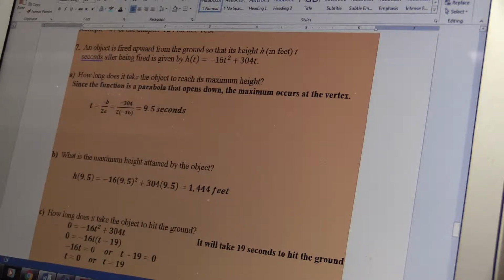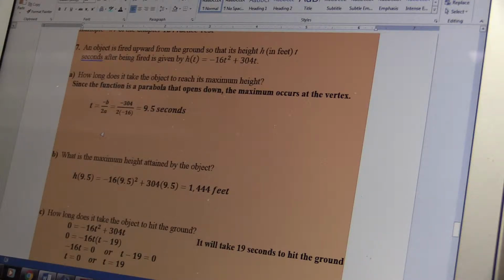So if they're asking how long does it take for the object to reach, I'm looking for the time, and I know that to reach its max height, keyword max, I'm looking for the vertex. So I'm just going to say t equals negative b over 2a, and then solve for that. It should equal negative 304 over 2 times negative 16, identifying my a and b, and then I should end up with 9.5 seconds. That'll be the amount of time it takes to reach its max height.